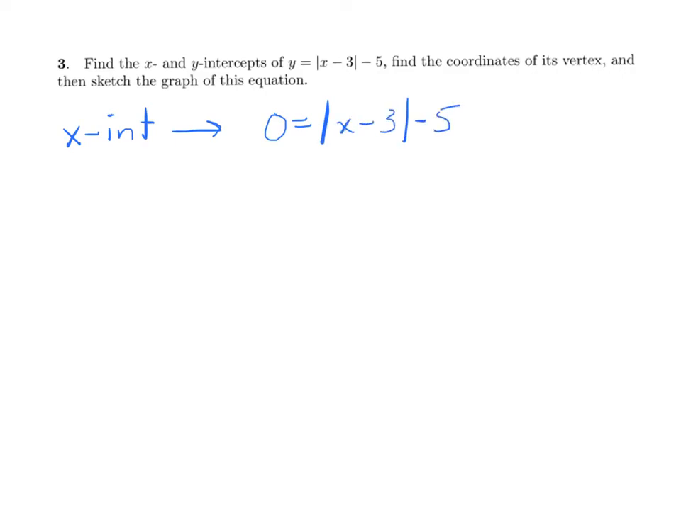How many x-intercepts is this going to have? 2. Okay. What kind of shape is this going to make? Like a V shape. Okay. So I should get 2 answers for this because we just did these types of problems. But to solve this, I would have to add the 5 to both sides. So I get 5 equals absolute value of x minus 3.